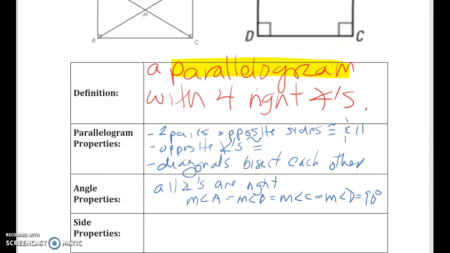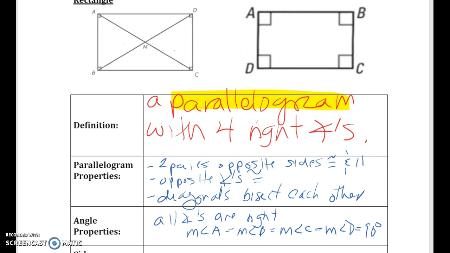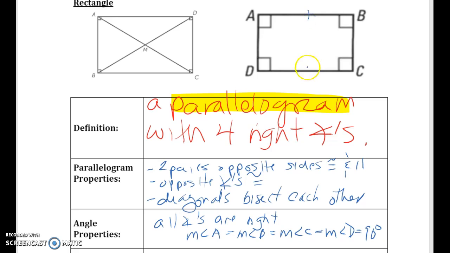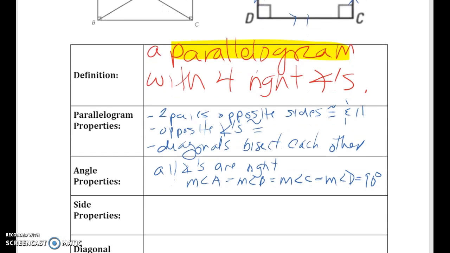The side properties, there's nothing new. All those properties come from the parallelogram, right? So we know that AB is equal to CD and AD is congruent to BC, and we know that AB is parallel to CD and AD is parallel to BC. Again, those properties come from the parallelogram. Those are not new additional properties that make it a rectangle. So C, parallelogram properties.